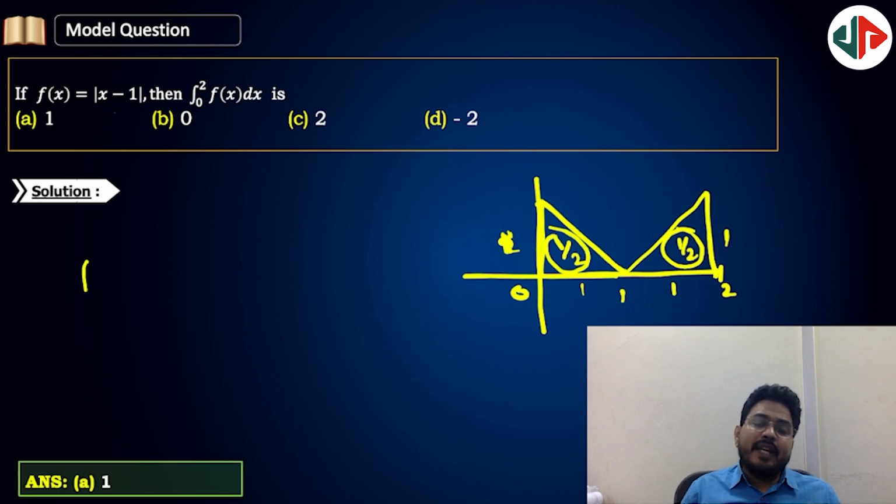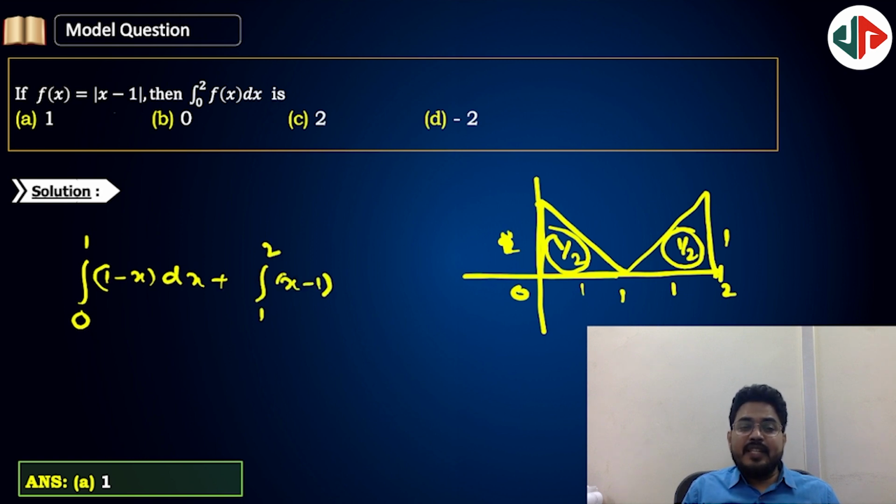Or if I want to write, I will write like this: 0 to 1, 1 minus x dx, plus 1 to 2, this is x minus 1 dx. Go for simplification of this. Okay.